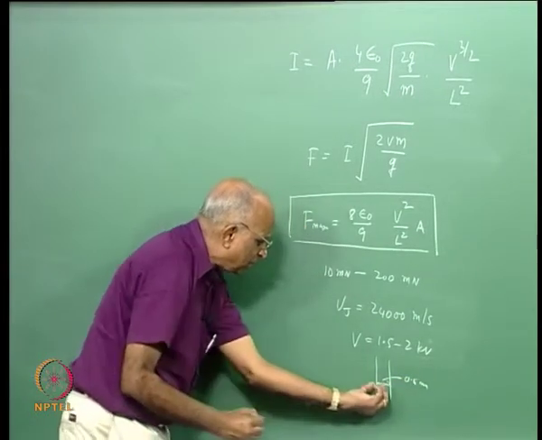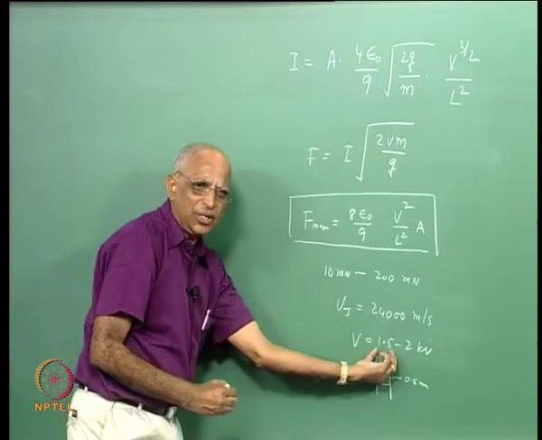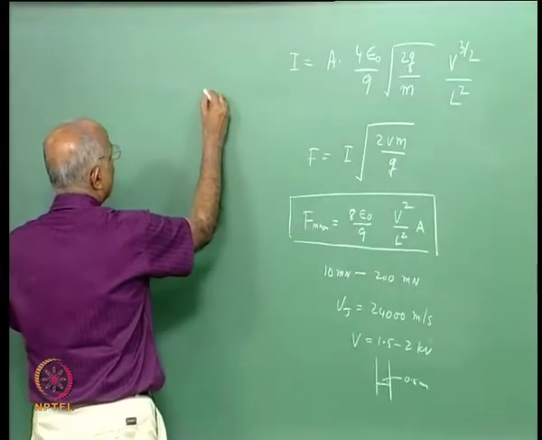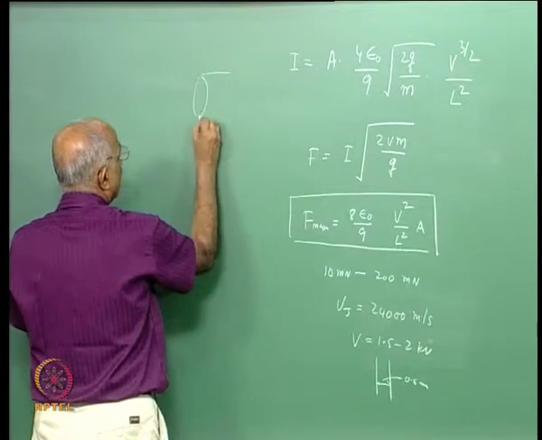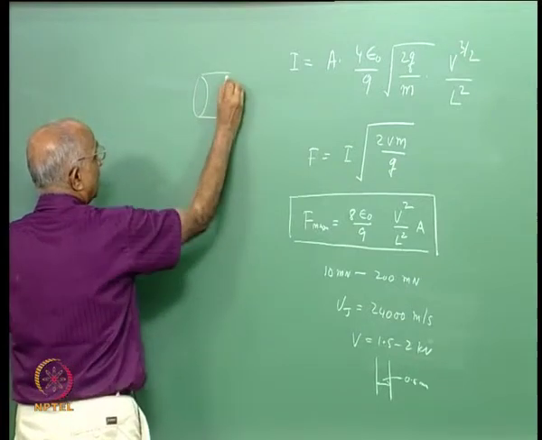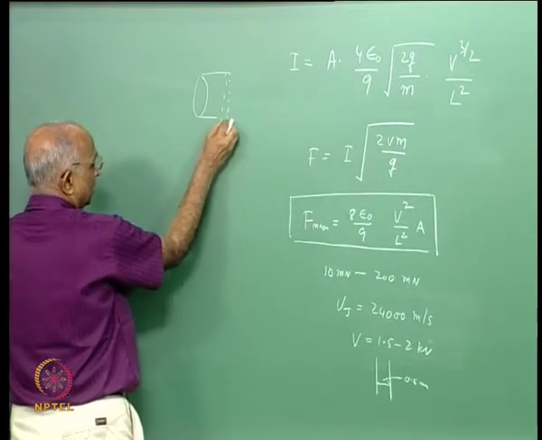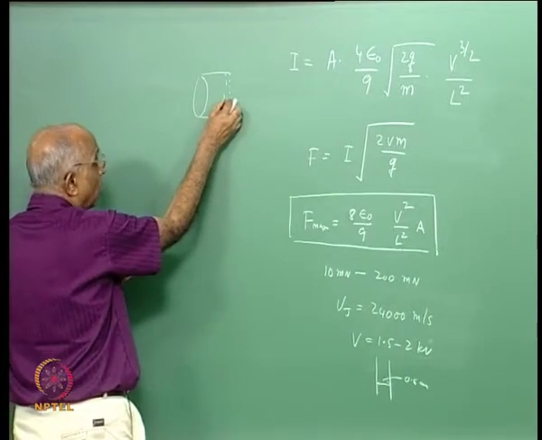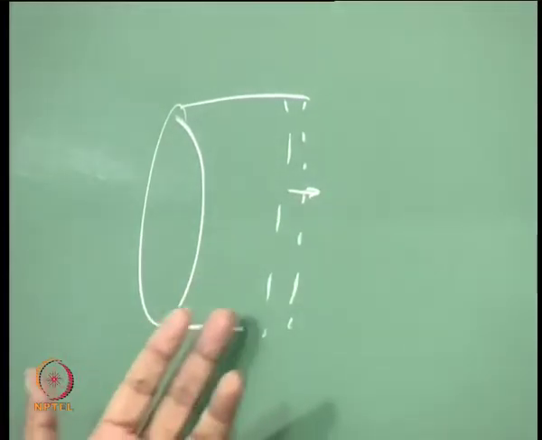Therefore, without sparking, without doing this, it's not easy business. That means I am talking in terms of dimensions. Let's try to take a grid thing like this, and I have an extractor grid, I have an acceleration grid. This is around 0.5 mm. The voltage across is something like 1.5 kilovolts, and therefore construction is quite difficult.